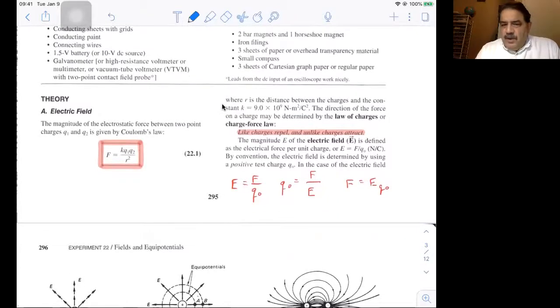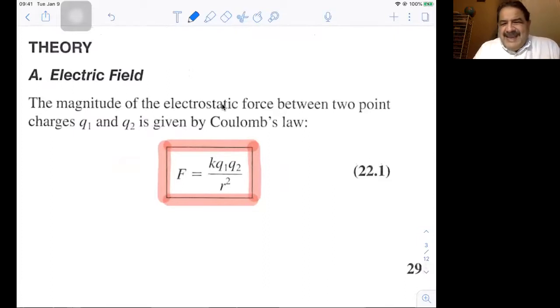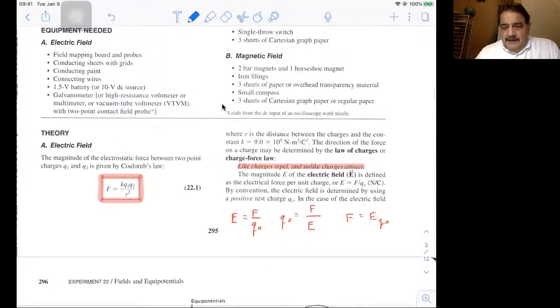Now, you had Coulomb's law. This is Coulomb's law here. Force is equal to K, the electrostatic, the Coulomb's constant, Q1, Q2 over R squared, where Q1 and Q2 are the charges involved. And we know that like charges repel and unlike charges attract.